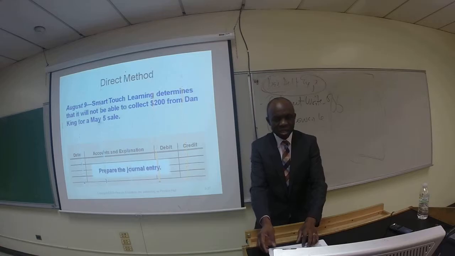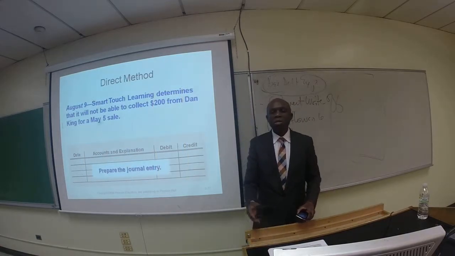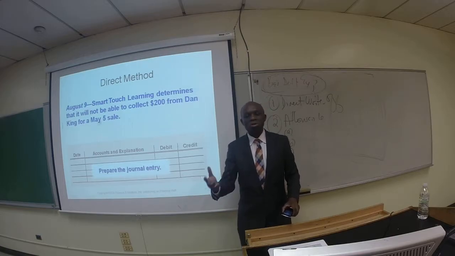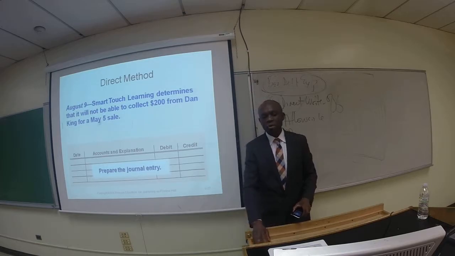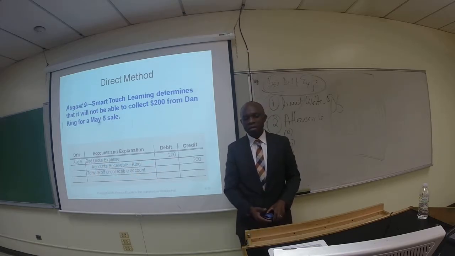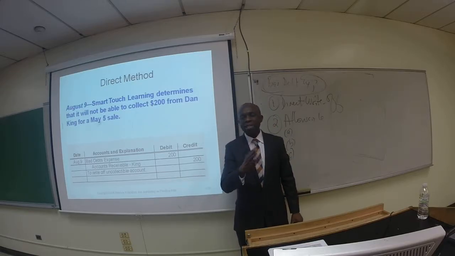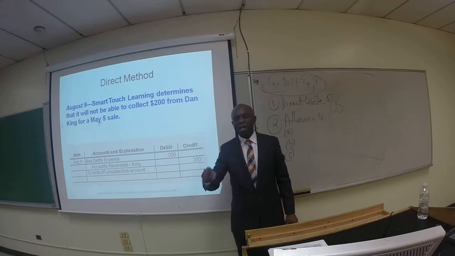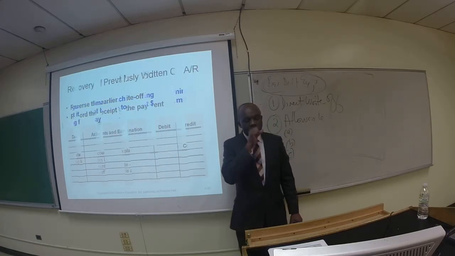Now, let's take a look at how the direct method works. Let's take a look at an example here. Suppose maybe at the end of the second or third year, the company realized that $200 from Dan King customer would not be collected. So in that particular year, the company will make an entry and debit bad debt expense for 200 and credit accounts receivable for 200. Well, by crediting accounts receivable, the account is being written off.